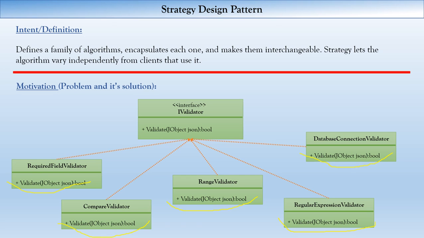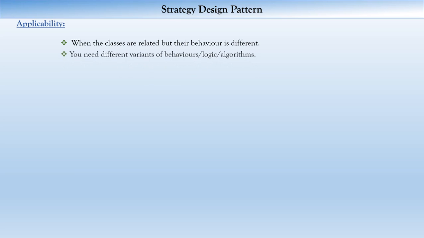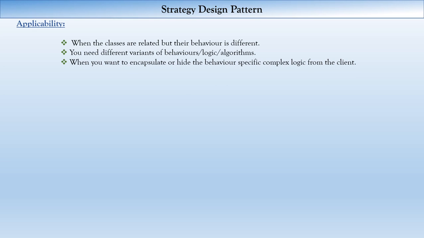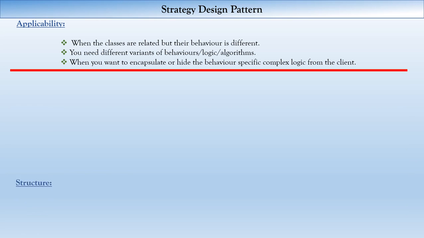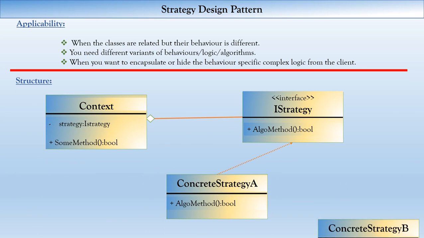Now let us see when the pattern should be used. So we can use this pattern in 3 conditions. 1. When the classes are related but their behavior is different. Other condition is when you need different variations of your behavior, logic or algorithms. Third, when you want to encapsulate or hide the behavior specific complex logic from the client. Here is the class diagram for the strategy design pattern.